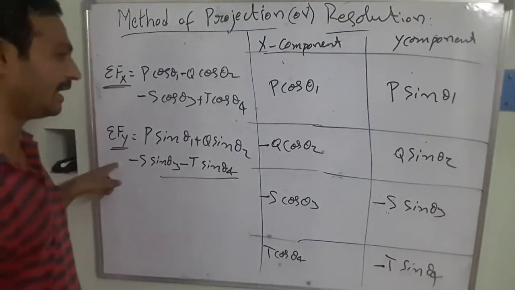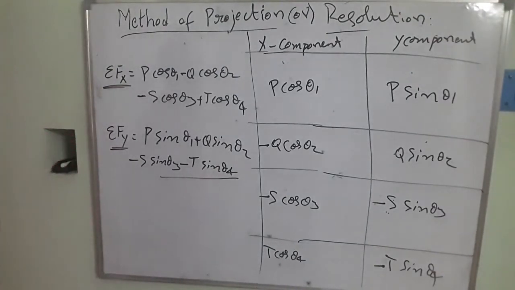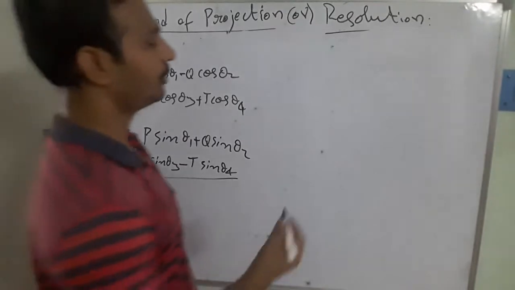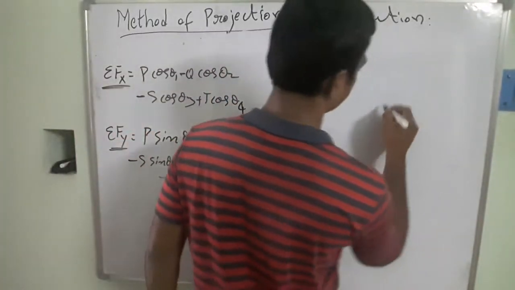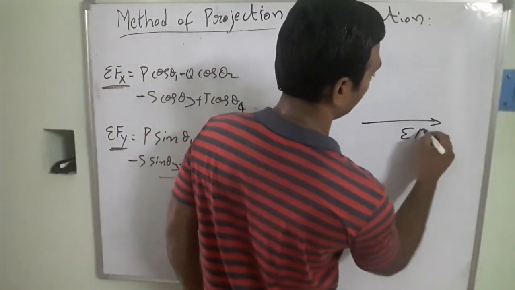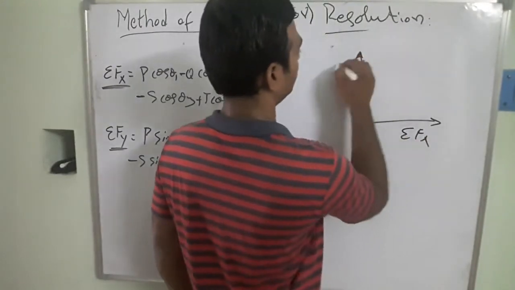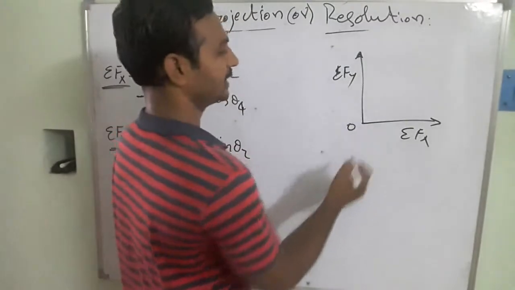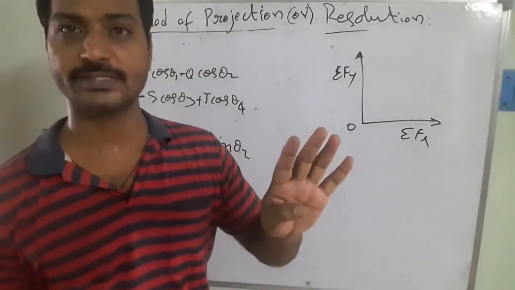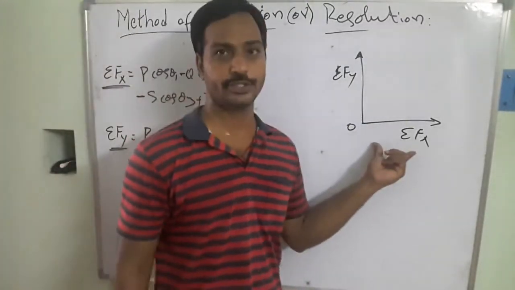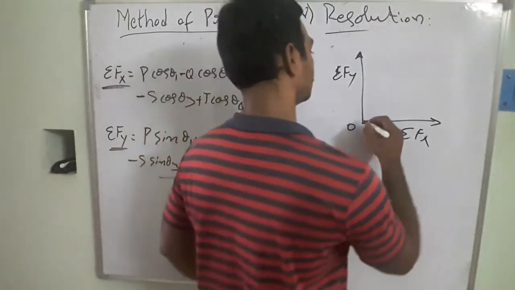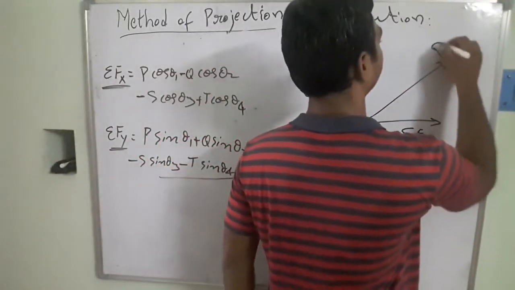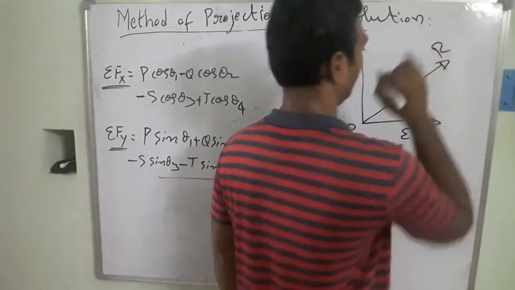Once we have calculated them, we will draw the free body diagram. This is going to be the sigma f of x, and this is the sigma f of y, and that point is O. In the previous diagram we had four forces, and now we have converted them into two forces. The resultant force is acting, by assumption, towards this direction, with inclination alpha.